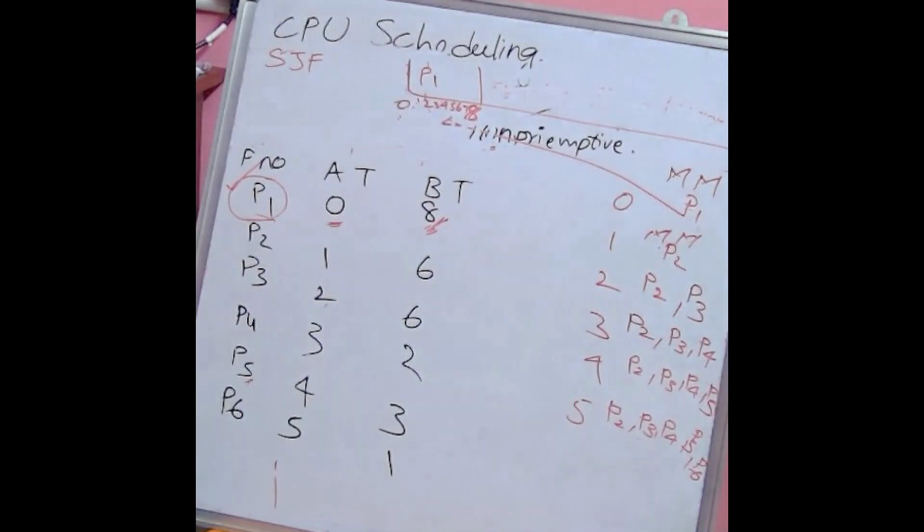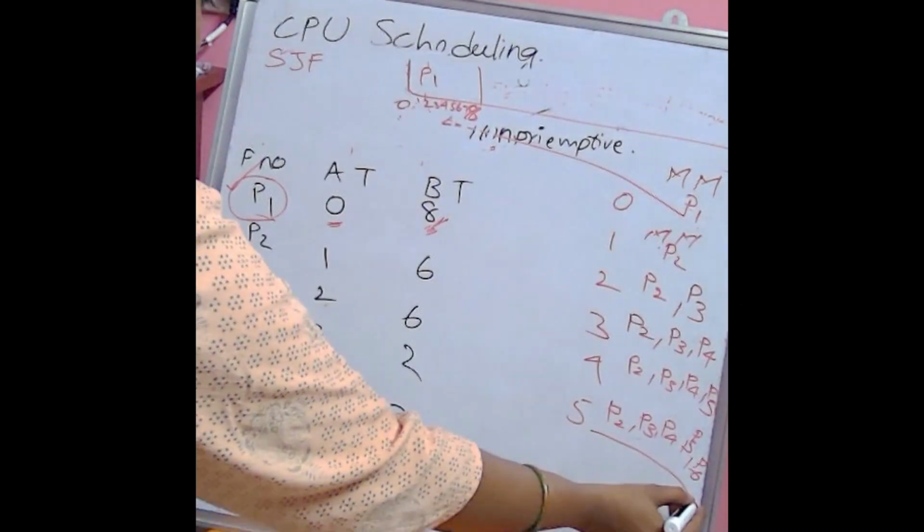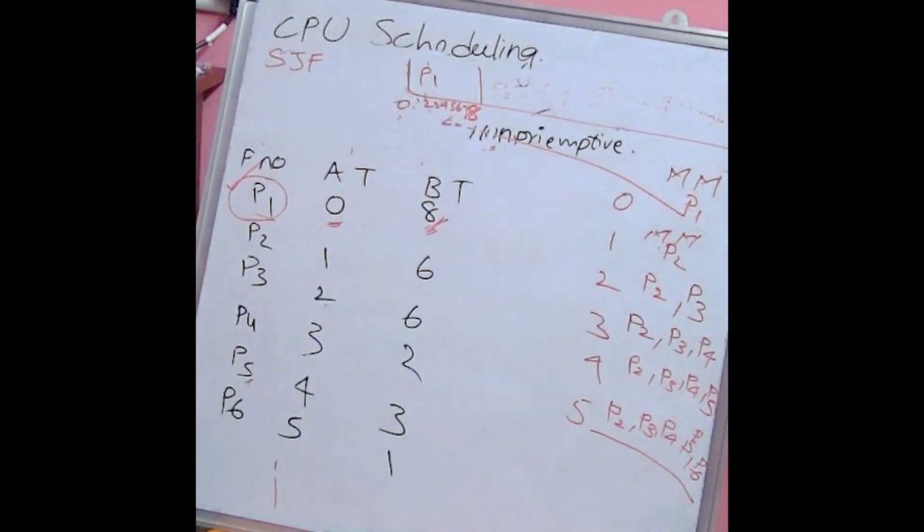Now the operating system checks how many processes are available in the main memory. These many processes are available. According to SJF, it will allocate to the one which requires less CPU time. So among P2, P3, P4, P5, P6, which requires less CPU time? Which process requires less CPU time, ma'am?